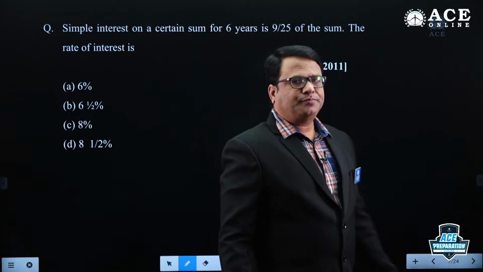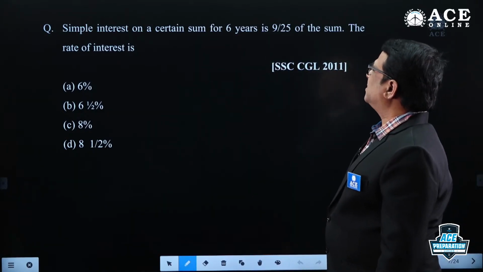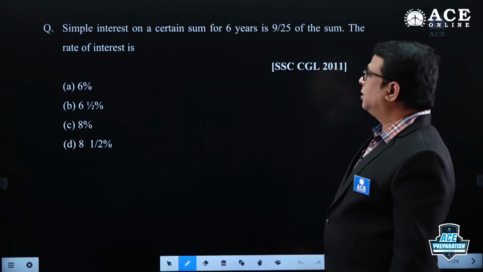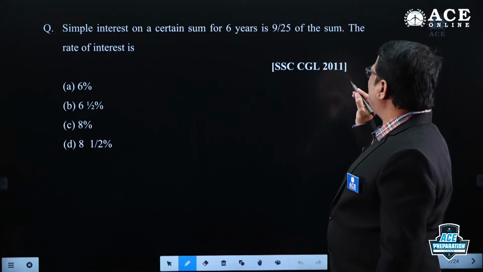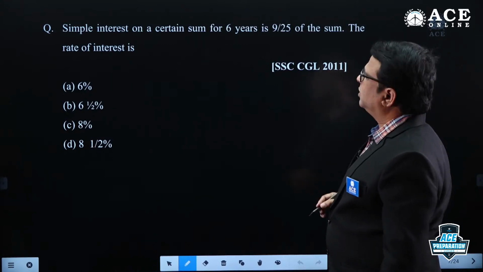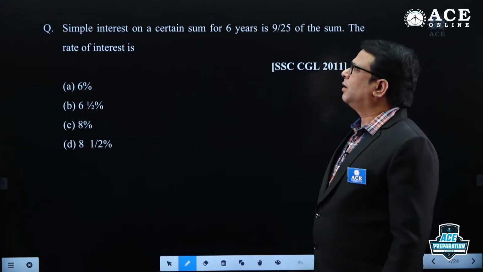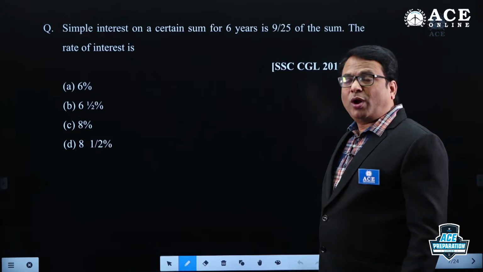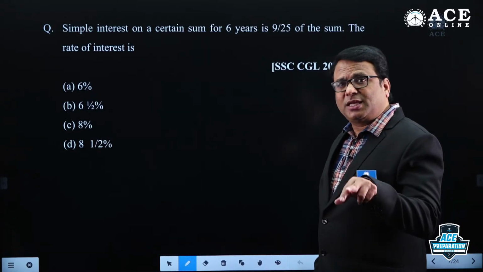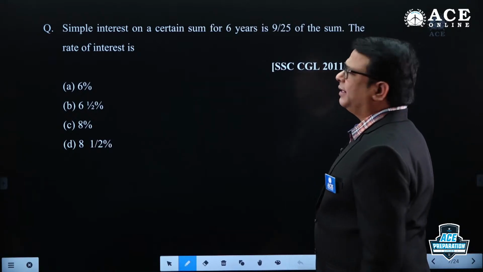The next question. Simple interest on a certain sum for 6 years is 9/25 of this sum. The rate of interest is? Now here, what is this sum? It is not given. How much is the interest? It's given but not directly. Then what is the rate of interest?